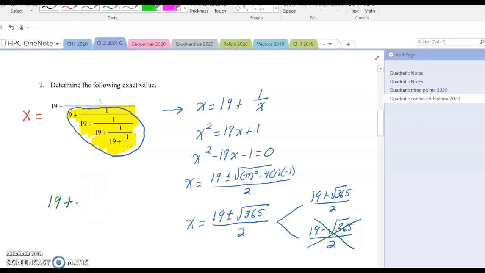So there are a couple of other problems on this worksheet. You could try them, and the answers are also attached.